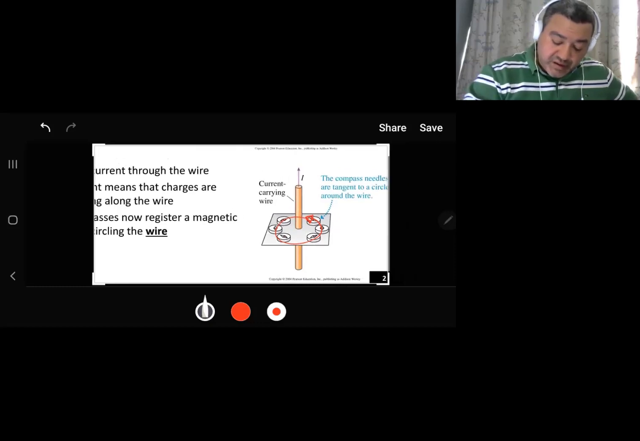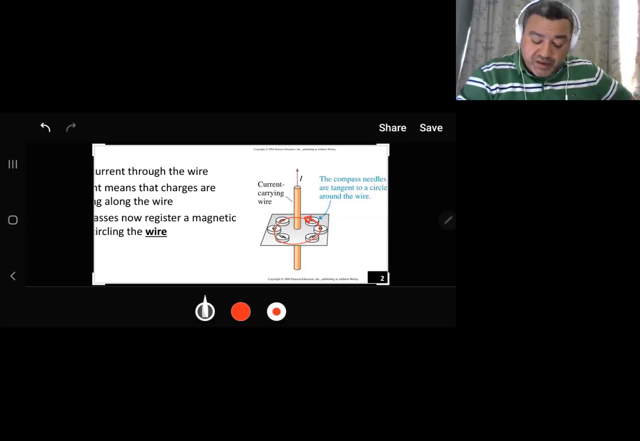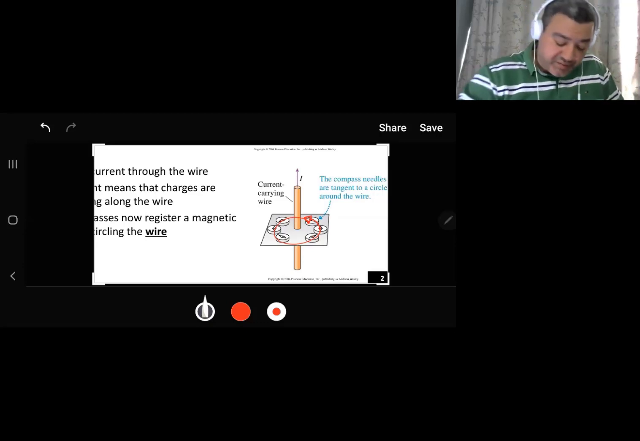Okay, that's why in this case all the compasses will now align with this magnetic field, such that the magnetic dipole moments for those compasses are along the generated magnetic field surrounding this wire.